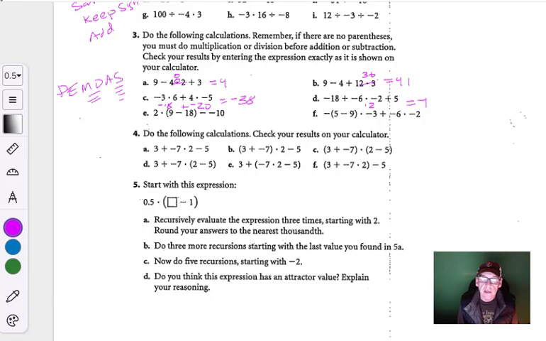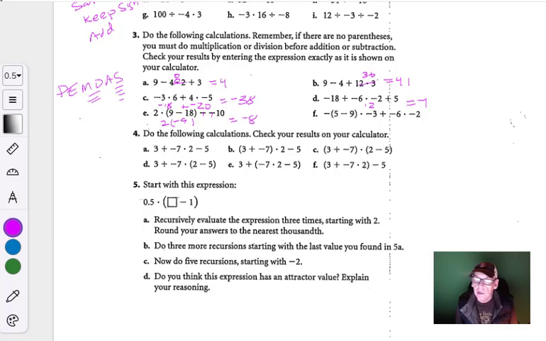Here we do parentheses first. 9 take away 18 is a minus 9. But 2 times a minus 9 then is going to be a minus 18. I missed a plus opposite. So we have a minus 18 plus 10 leaves us with a minus 8.